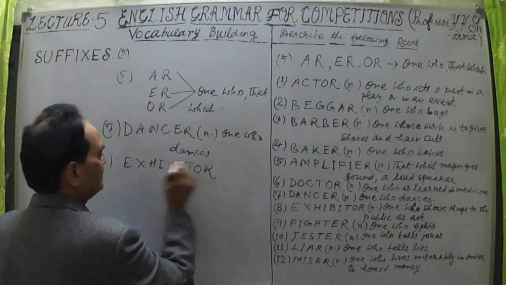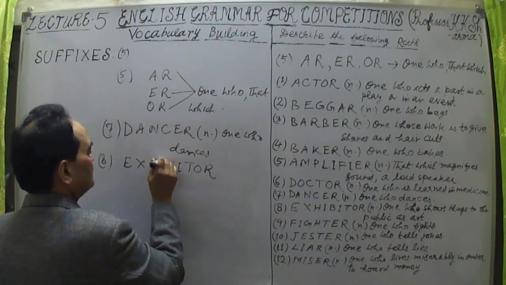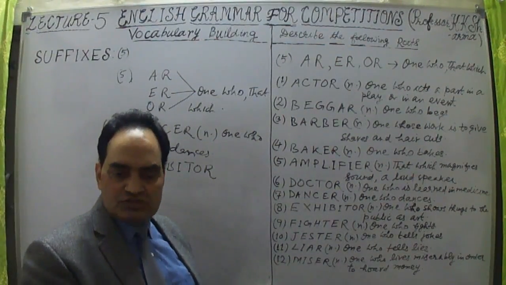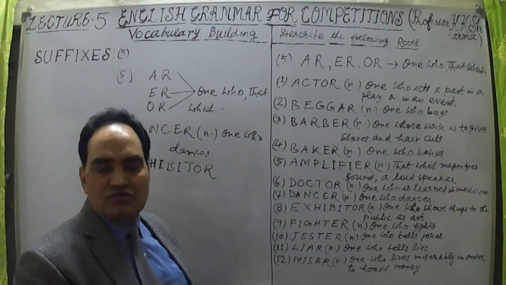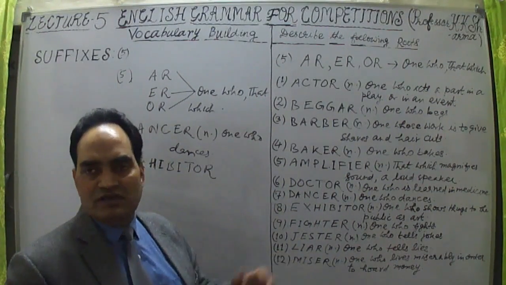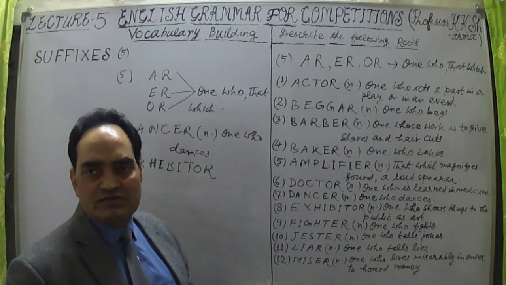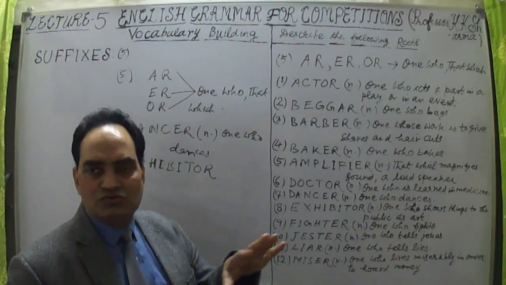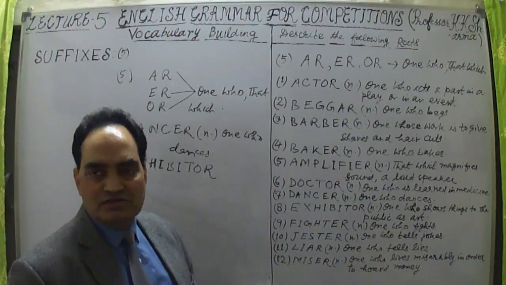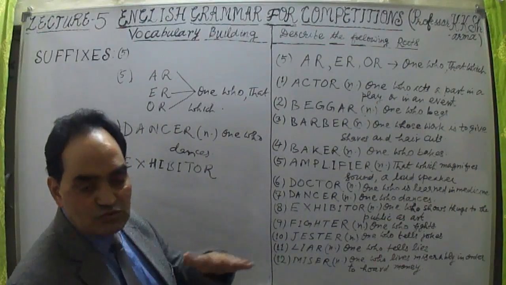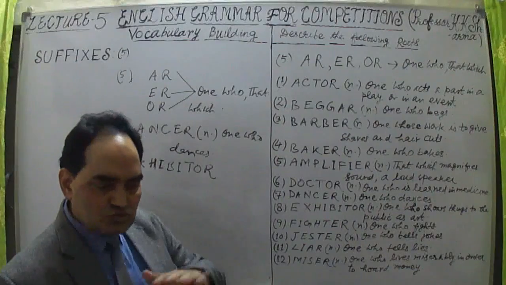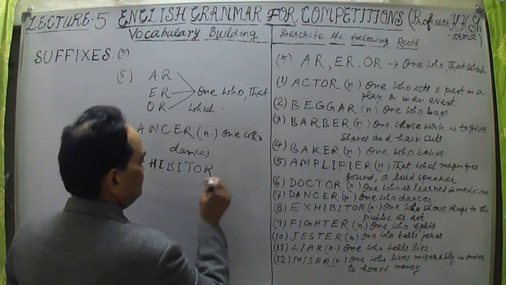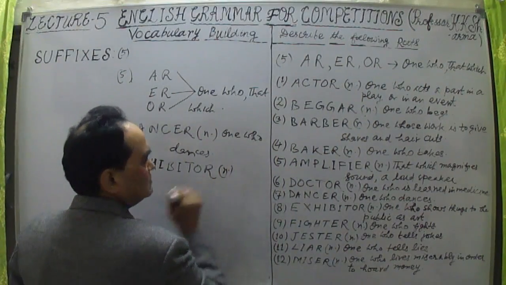E-X-H-I-B-I-T-O-R, exhibitor. Now who is an exhibitor? Exhibition. You have seen exhibitions. One whose work is to show arts or different kinds of things in an exhibition, as a celebration of something, or a congregation of paintings and all those arts. Art material. So that person, one whose work is to exhibit. To exhibit means to show something, as in an art gallery, right? That is an exhibitor. Noun again.